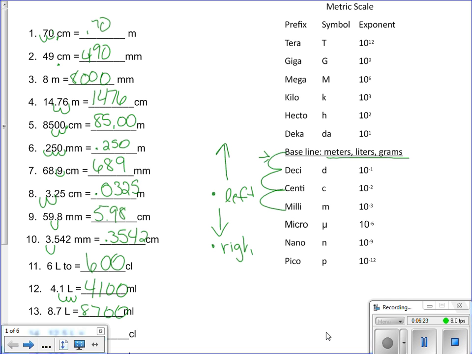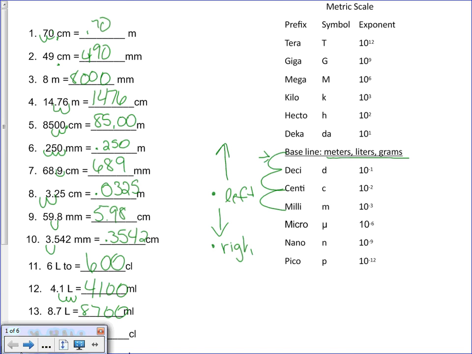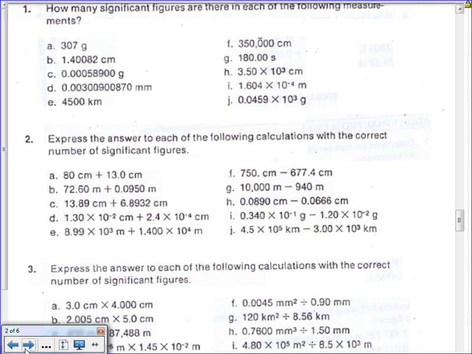That's really all there is you need to know about the metric scale. If you can remember that going up the scale, you move your decimal left, and going down the scale, you move the decimal to the right, you should be okay. All right. Now, let's go to the next section. Significant figures. You might want to pull out your significant figure rules for this one.